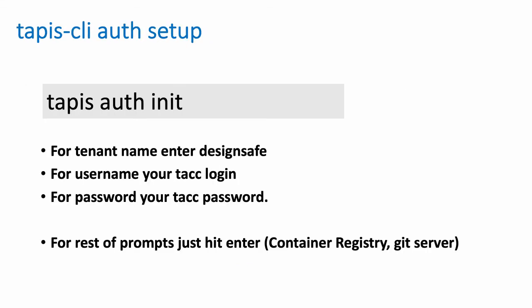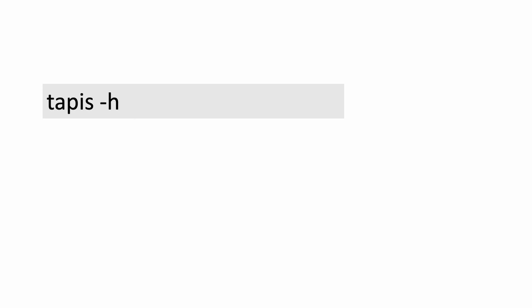So the setup once you have Tapis installed is Tapis auth init. For the tenant, enter DesignSafe, and for your username and password, enter your username and password. And then for the rest of the prompts, just keep hitting enter. Don't enter anything. To get help with Tapis, it's tapis -h.